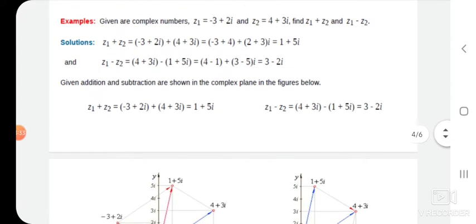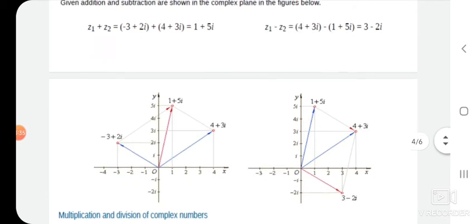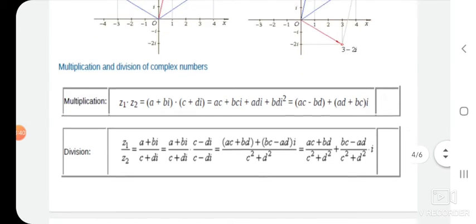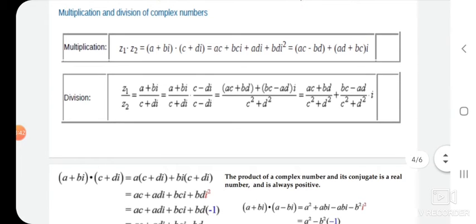Now, next, multiplication and division of complex numbers. How can we multiply and divide two complex numbers? Therefore, z1 into z2 is equal to a plus bi into c plus di. In this case, we have to multiply each term of the first bracket with the second bracket.